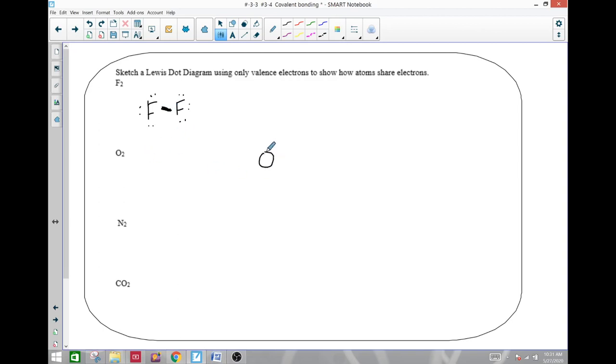O2: 1, 2, 3, 4, 5, 6, and another oxygen, 1, 2, 3, 4, 5, 6. We'll share here and we'll share here. That's going to give us this. It's very important to be able to see how that goes together. Nitrogen: 1, 2, 3, 4, 5, and another nitrogen, 1, 2, 3, 4, 5. These two will share here, these will share here, and these will share here, giving us a full shell.